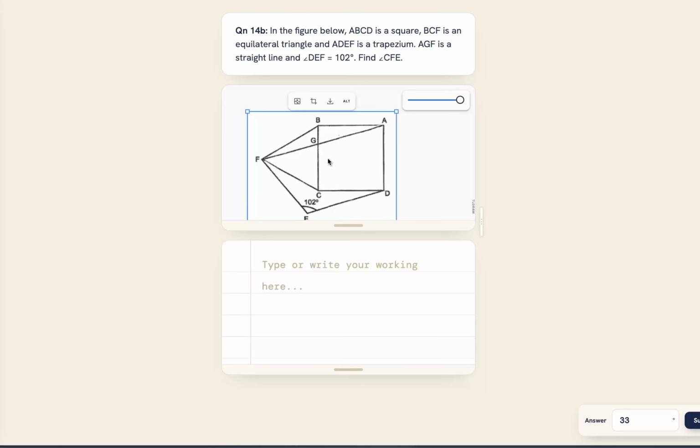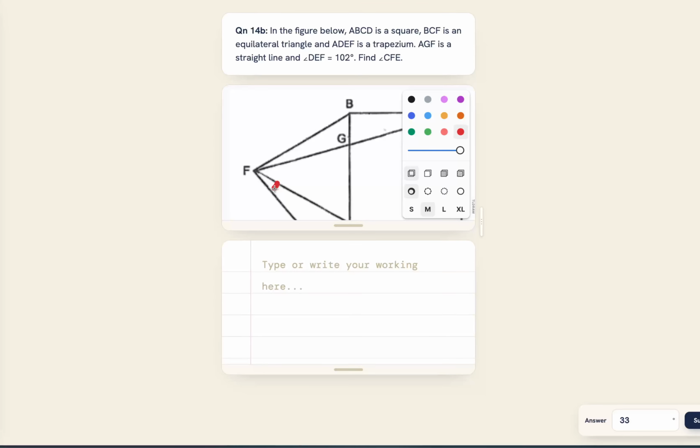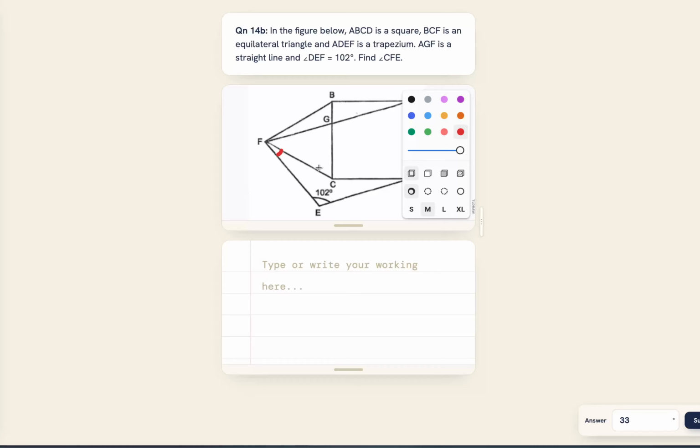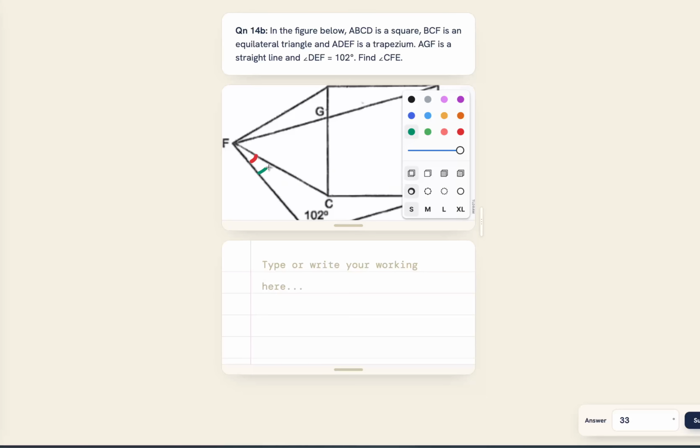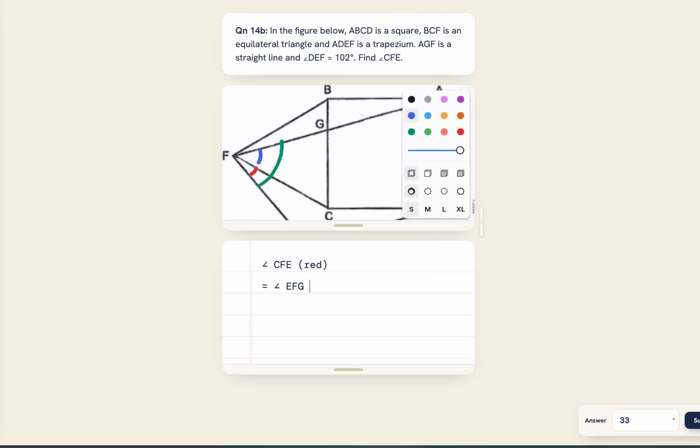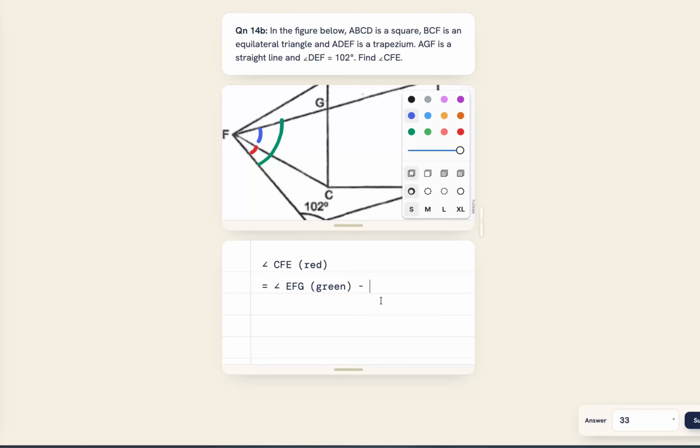So question 14, part B, we need to find angle CFE, which is this angle over here. How do we get this angle? We basically need to find this bigger angle minus this smaller angle. So let's write it down. Angle CFE in red is equal to angle EFG in green minus angle CFG in blue.